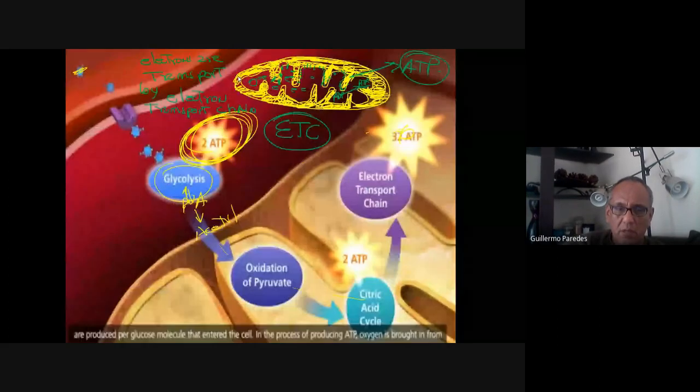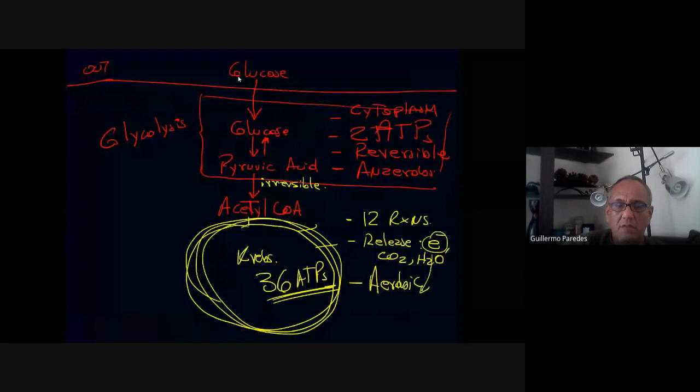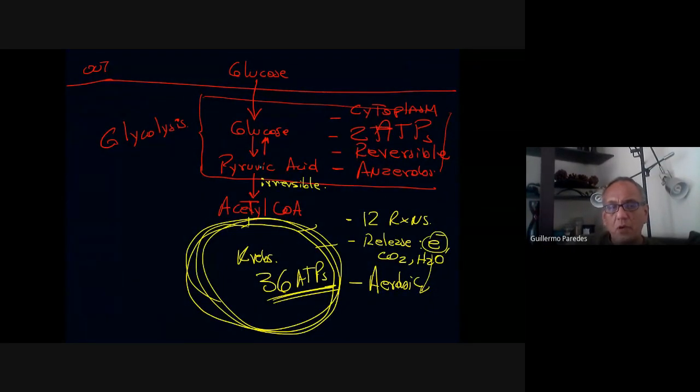So what does it mean? That means this. If you have glucose, pyruvic acid can turn into glucose. But if you have acetyl-CoA, and that is very important, can acetyl-CoA produce glucose, yes or no? No, right? Why? Because we have a block here.